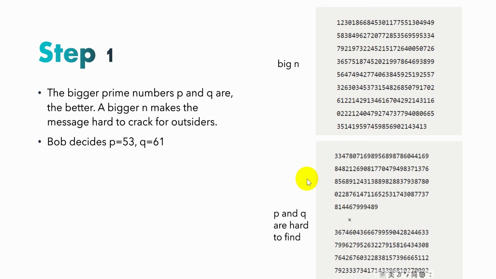So for step 1, Bob finds the prime numbers P and Q. The bigger the prime numbers are, the bigger the N is, and that makes the message hard to crack for outsiders. So in our example, let's say Bob decides P is 53 and Q is 61. But in real life, the numbers would be much bigger. For example, P and Q might look like this, and then N would be this really big number. If it's like this, then it would be impossible to crack, because it's really hard to find the prime factors of a big number like this.